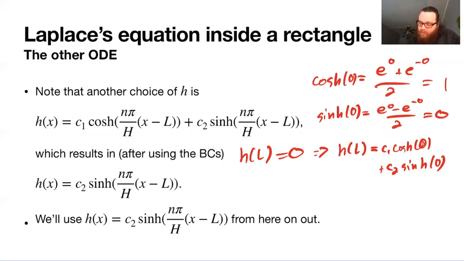So choosing this representation, h of L becomes just C1, but then C1 is equal to 0, because that's what h of L is equal to. So in this expression, we don't see this function at all. We just see a sinh of n pi over H, x minus L.